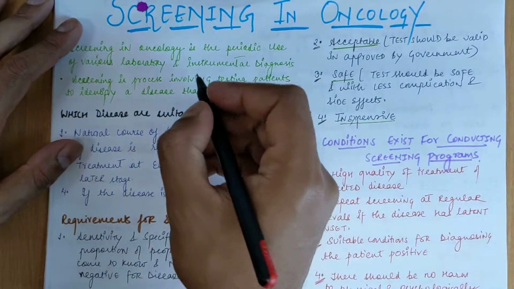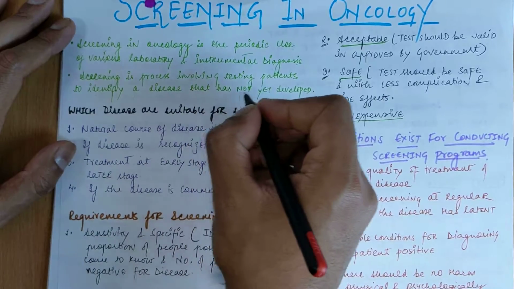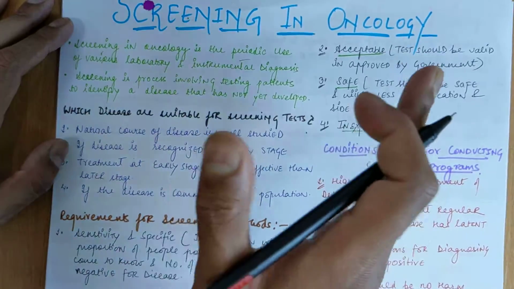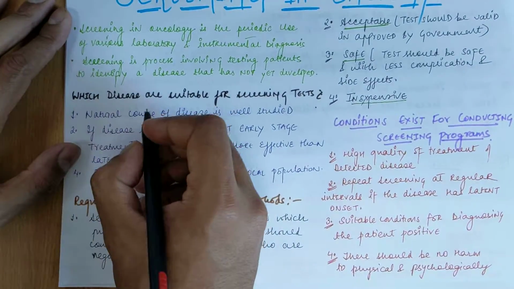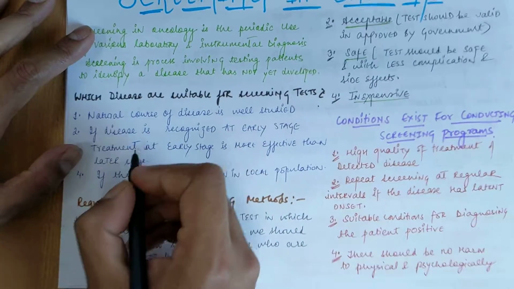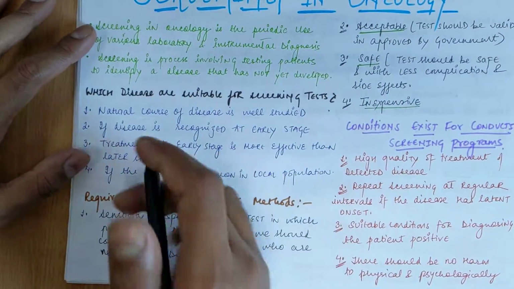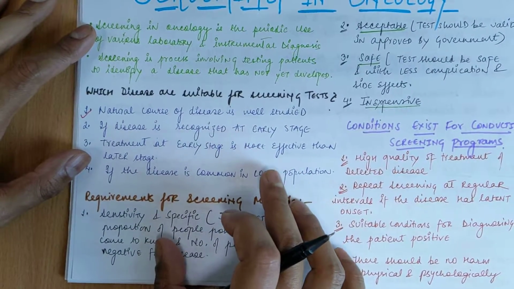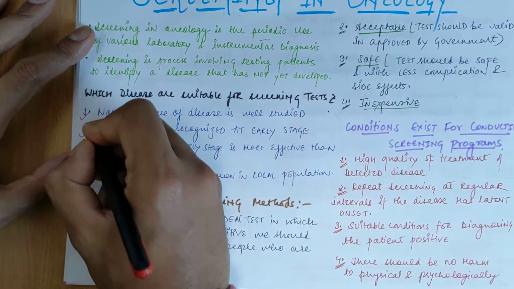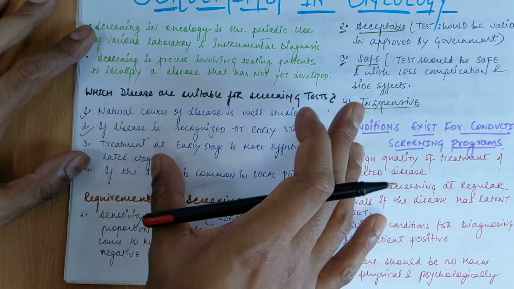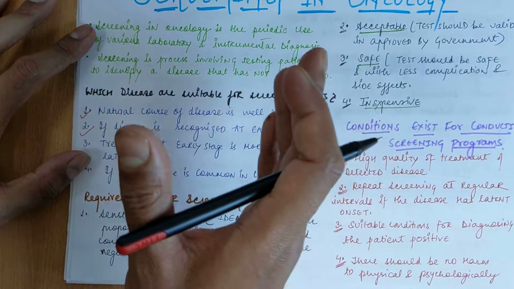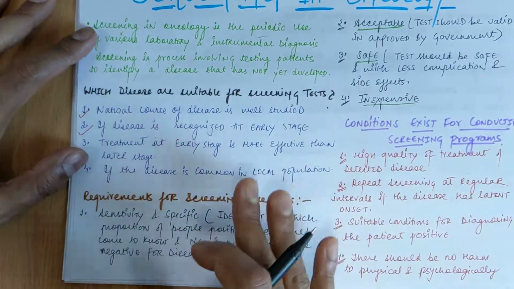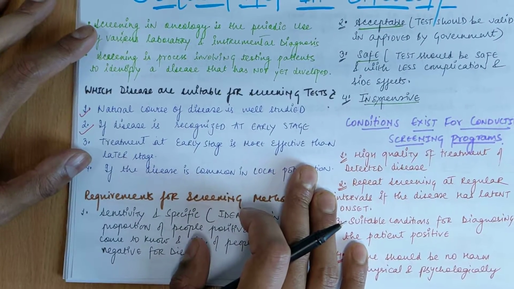Now screening is a process involving testing patients to identify a disease that has not yet developed. So screening is done to identify patients who have not developed any type of cancer or any type of disease. Now, which diseases are suitable for a screening test? First, the natural course of the disease is well studied, so we should know the natural course of the disease thoroughly. Second, the disease is recognized at an early stage. Screening is done for those diseases which are diagnosed at an early stage, like when you have detected in a microscope or slides that there may be a chance of cancer. Then you can go for a specific screening test for that type of cancer.